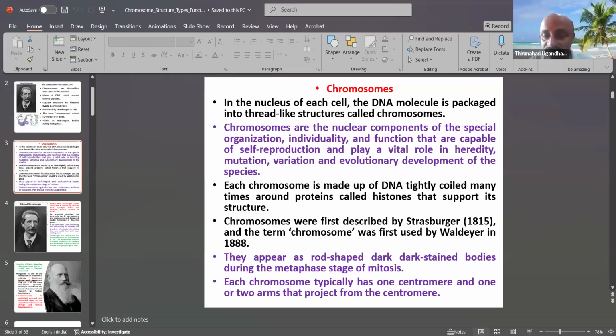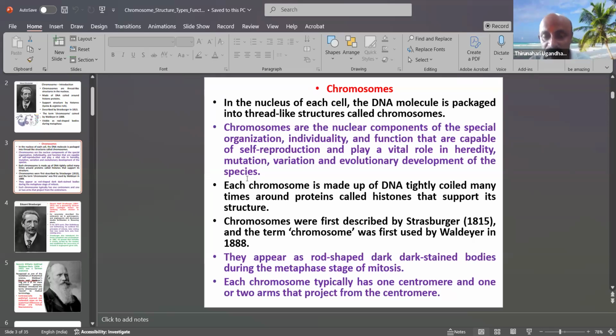Chromosomes were first described by Strasburger in 1815. You know that the term chromosome was used by Walter in 1888. They appear as a rod-shaped line. Rod shape means a linear model. Only in bacteria, yeast and other microorganisms is the chromosomal genetic material circular or spherical. But in human beings and all plants, the DNA-located part, called the chromosome, is a linear model.